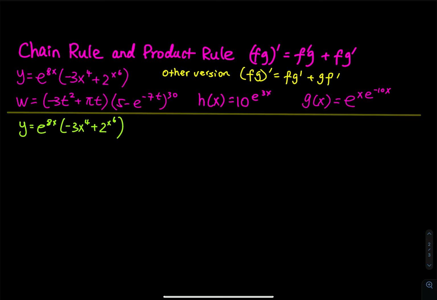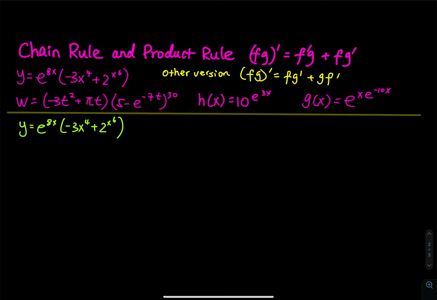Chain rule and product rule. The product rule that we will be using in this video is f prime times g plus f times g prime. Most of the textbooks use f g prime plus g f prime. They are exactly the same. They just switch the order of the two products.